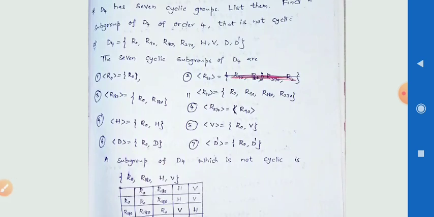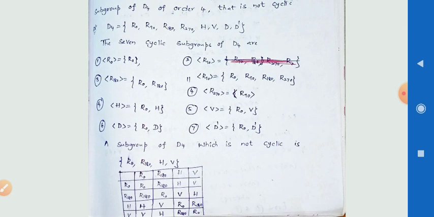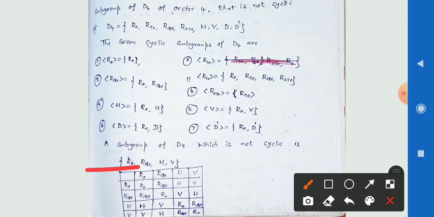Now another question: a subgroup of D4 of order 4 that is not cyclic. Here the subgroup is selected that must not be cyclic. The subgroup of D4 which is not cyclic is R0 (rotation 0), rotation 180, horizontal reflection and vertical reflection. This is a subgroup.